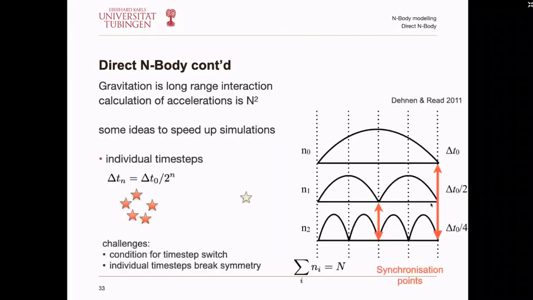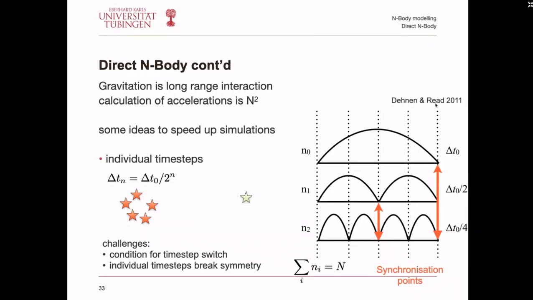So first idea is you can have individual time steps. For example, if you have different dynamics, or a system of n-bodies where some are closer to each other and have higher dynamics. For example, if you look at these red stars here, they probably have to have a smaller time step because they have higher accelerations than this yellow star further away. So this is a sketch from a nice review from Walter Dehnen from 2011.